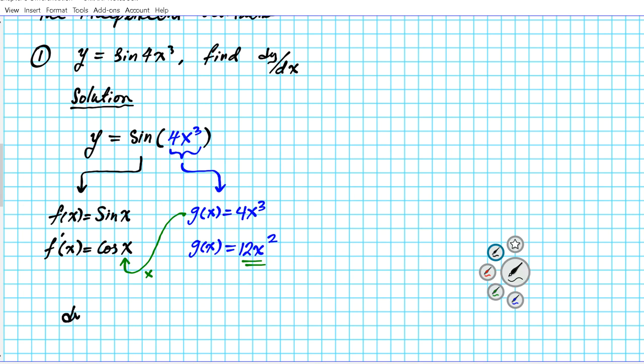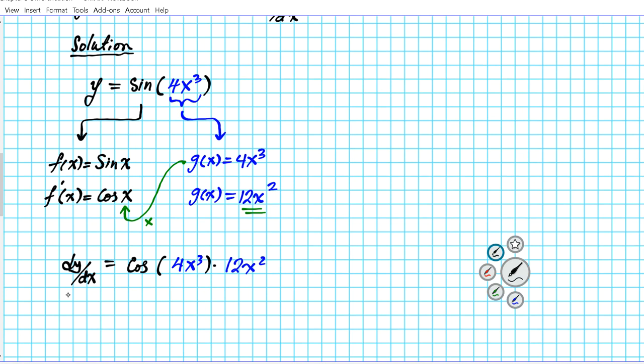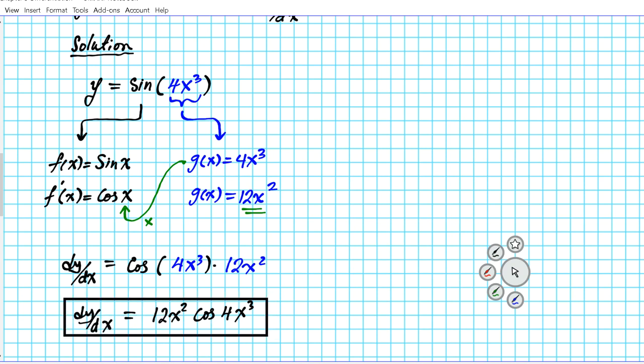So our final answer in unsimplified form, dy dx, is going to be cosine of, and we put in the inner function, cosine of 4x to the third, multiplied by the derivative of the inner function. So let's rewrite it in standard format. The polynomials come first before the trig functions. So dy dx is 12x squared cosine 4x to the third. And that's the answer to question number 1.